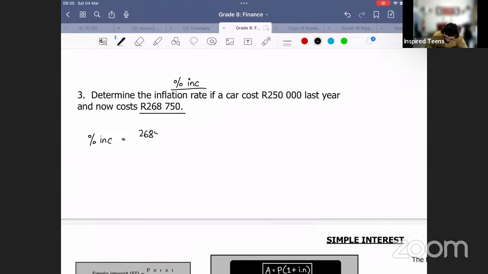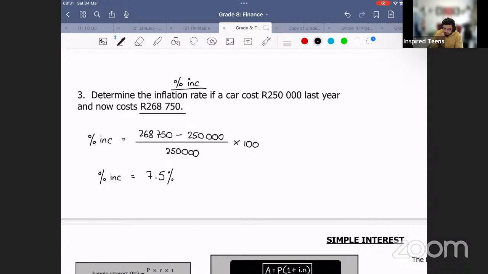So 268,750 minus 250,000, bigger minus smaller, divided by the smaller, 250,000, and I multiply by 100. Here I get the percentage increase, and when I do the calculation, I actually get that it's a 7.5% increase.